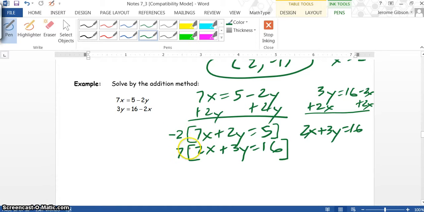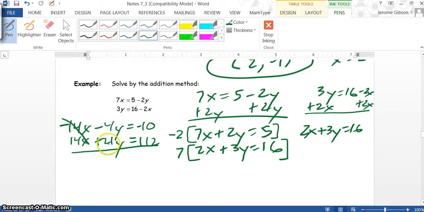So negative 2 times 7x will give a negative 14x. Negative 2 times 2y will give a negative 4y. And negative 2 times 5 will give a negative 10. Now we would take 7 times 2x, which will give us 14x. 7 times 3y will give us a positive 21y. And then 7 times 16 will give us 112.